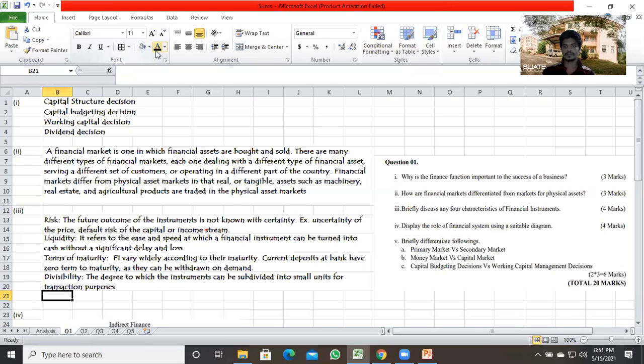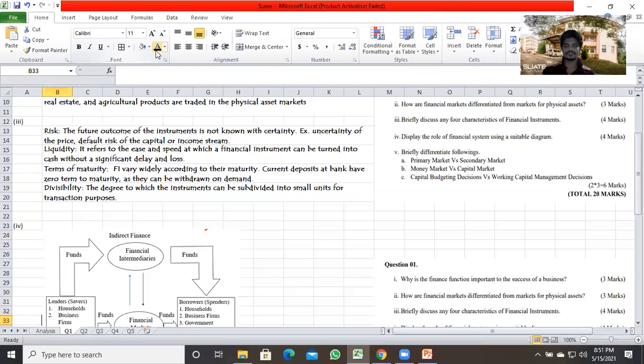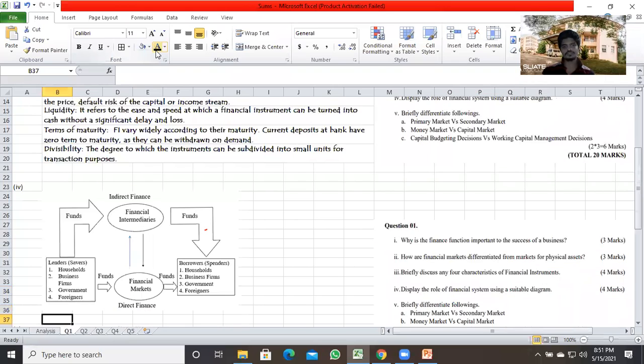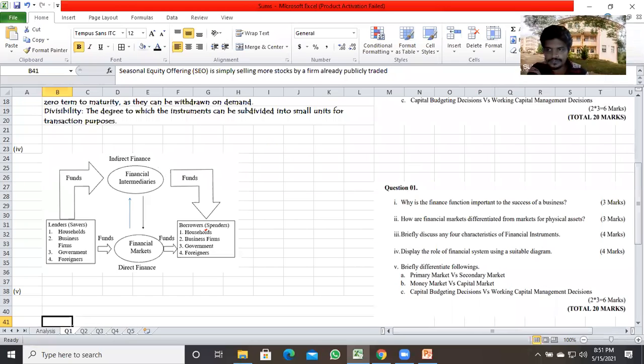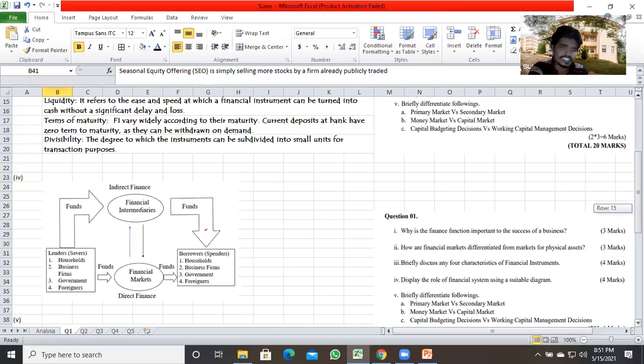Okay, then next question, display the role of financial system using suitable diagram. So here you can see that diagram. What is happening actually in the financial system? Through the financial system, there are two parties: the people who suffer from lack of funds and the people who are having excess funds.